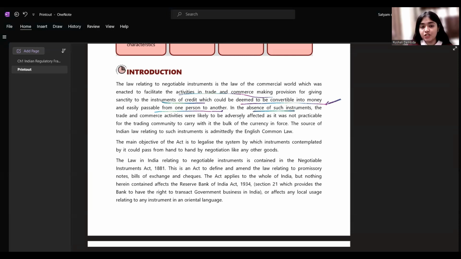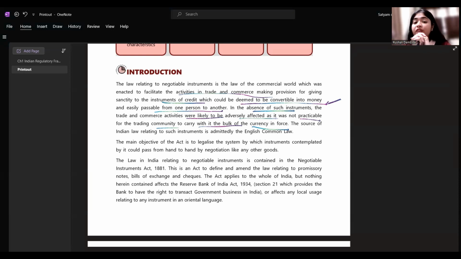In the absence of such instruments, the trade and commerce activities were likely to be adversely affected, as it was not practicable for the trading community to carry the bulk of currency in force. There was a lot of money involved, and there were many transactions involved. So people were concerned about how their money will flow, what is the security of their money. So at that time, this Negotiable Instruments Act came into force.